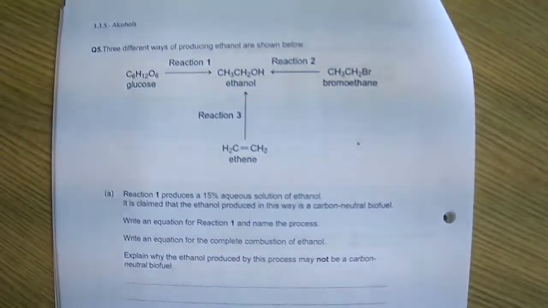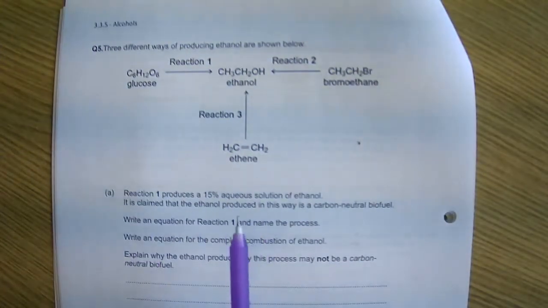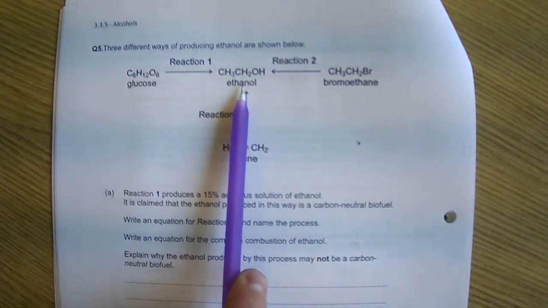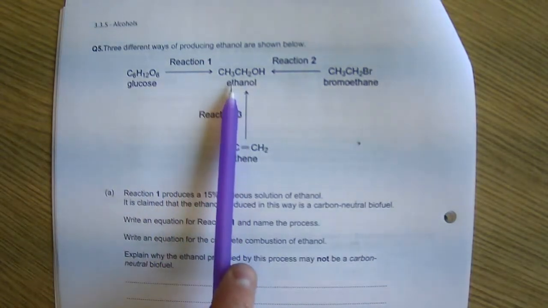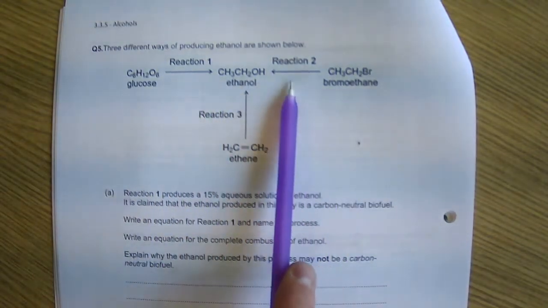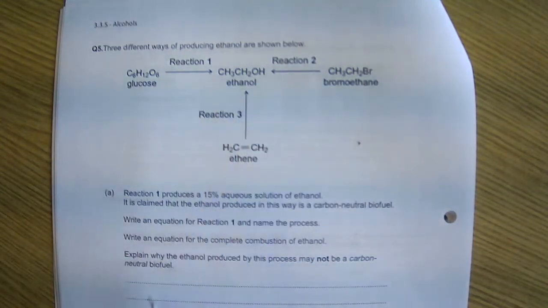So question 5 starts off with this reaction sequence, all these different ways of producing ethanol. We can start off with glucose with reaction 1, we can start off with bromoethane with reaction 2, we can start off with ethene, reaction 3.